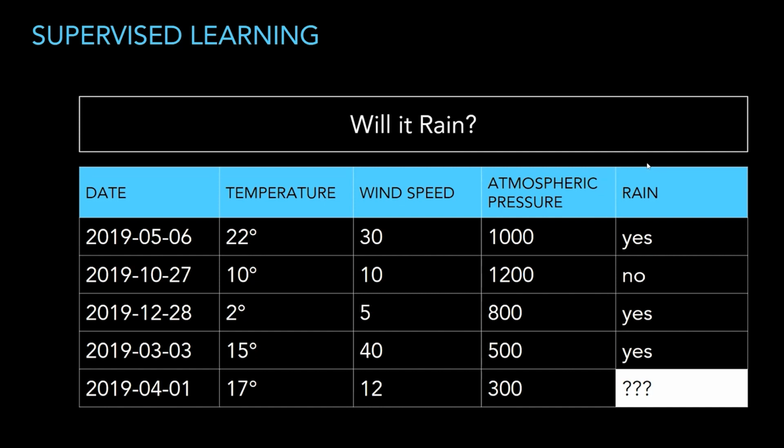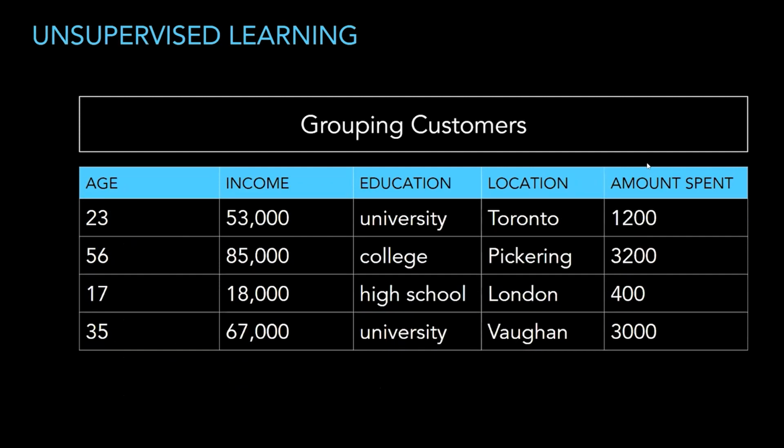Here's an example of an unsupervised learning problem, and it's a common one where you're trying to group customers into logical groups. What these algorithms will essentially try to do is cluster them together. So we will take the features of our customers. In this case, we have age, their income, their education level, where they live, and perhaps the amount of money they spent at our store. And then we will try to cluster them together.